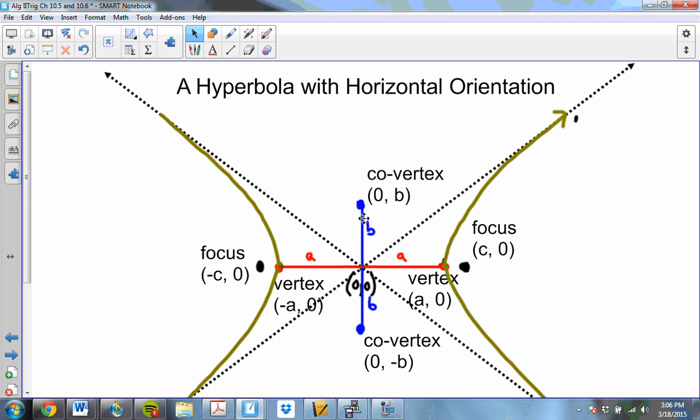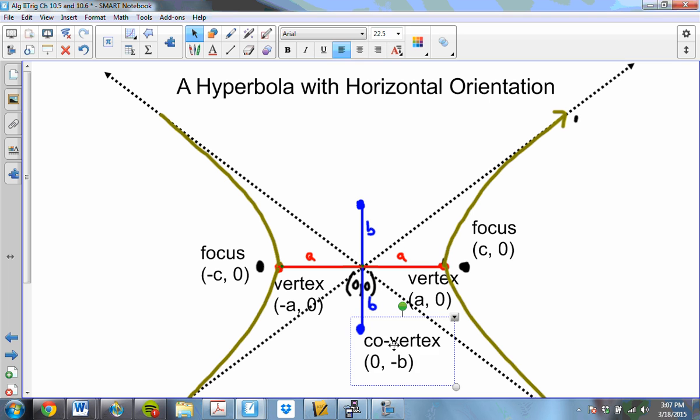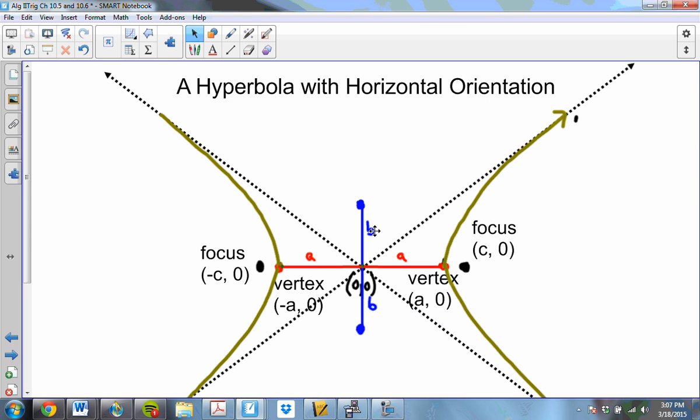These points here aren't actually called co-vertices. I shouldn't call them that. In fact, I'll delete that right now. But there's still your horizontal A distance and your horizontal B distance. So from the center to a vertex is A, so all the way across is 2A. The points A, B, and C are still in use. Here's A, here's B, here's C, just like they were with ellipses.